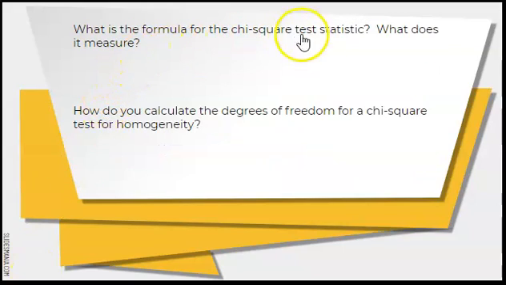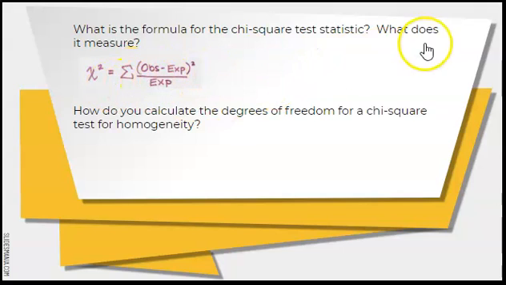So then, what's the formula, and what does it measure? Well, the formula is exactly the same as what we had in goodness of fit. It's the observed count minus the expected count, squared, divided by the expected count. And you do that for each category, and then you add up those values. That's your chi-square statistic. Again, what does it measure? It measures how different the observed counts are from what we expect. It's exactly the same as goodness of fit. We just have to handle it differently because we have two populations.